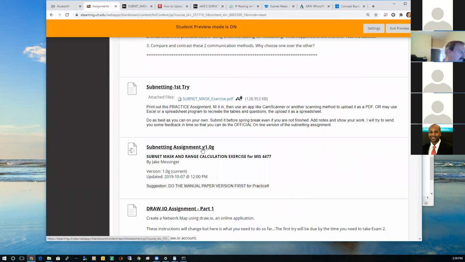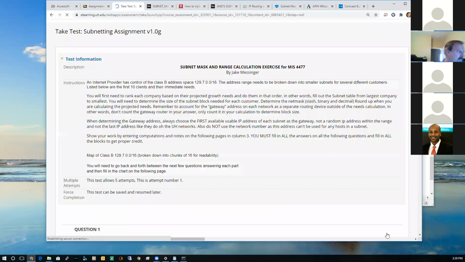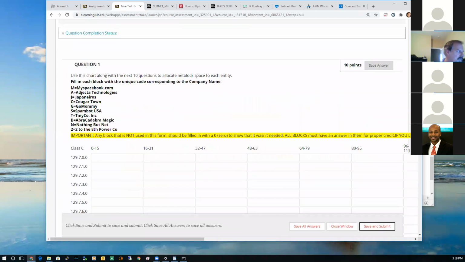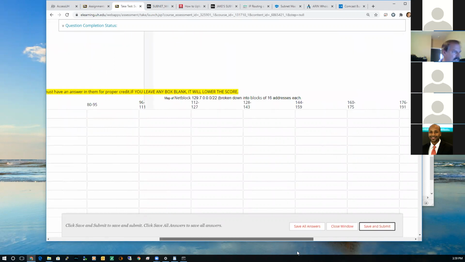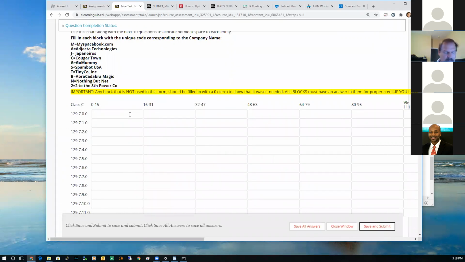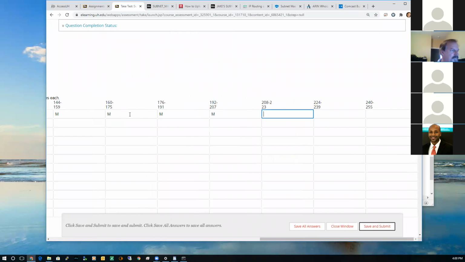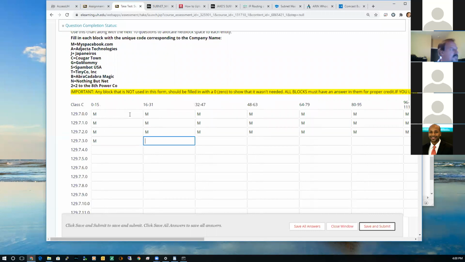So here's the subnetting assignment. This is an actual fill in the blank assignment. And you are literally highlighting in. So for example, if myspacebook.com needed to fill in, I've got like a spreadsheet here basically for you to fill in. It scrolls all the way off the screen. myspacebook.com is going to end up taking up the first 4 rows. So you're going to basically turn on the caps lock and do M, and you're just going to fill up the first 4 rows with M's. I've broken up this chart into little blocks of 16 for you.